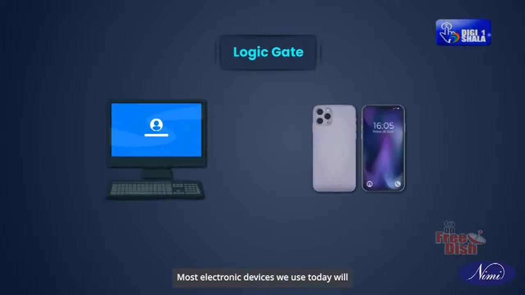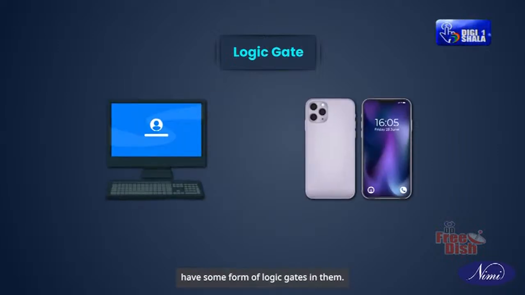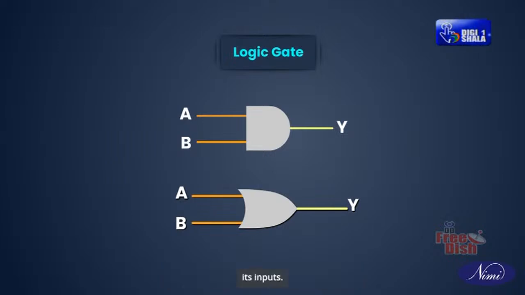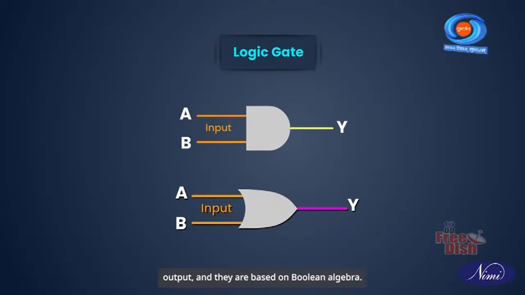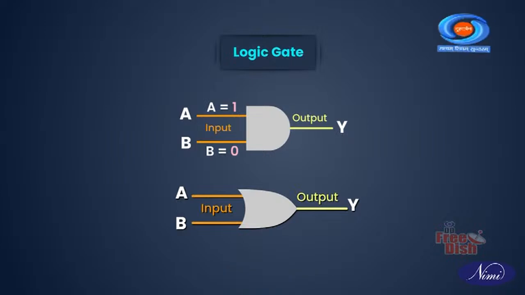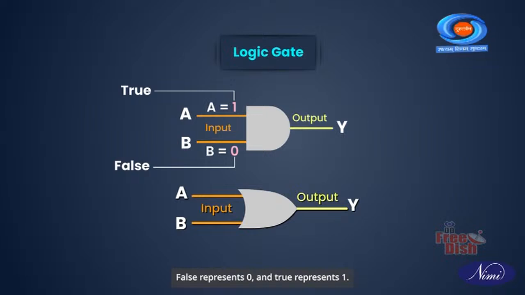Most electronic devices we use today will have some form of logic gates in them. In a circuit, logic gates work based on a combination of digital signals coming from its inputs. Most logic gates have 2 inputs and 1 output, and they are based on Boolean algebra. At any given moment, every terminal is in one of the 2 binary conditions, true or false. False represents 0 and true represents 1.